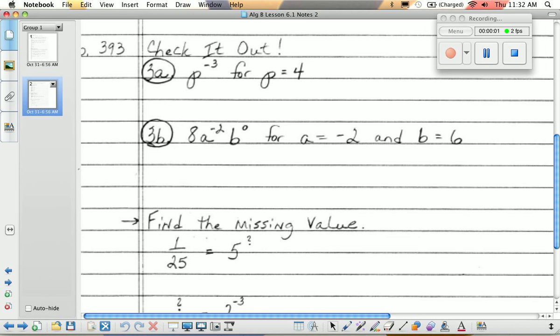Okay, so we're going to finish up our notes from, what lesson are we on here again? Remind me. 6.1? Yep. We're on 6.1 notes 2. We're on the back side.